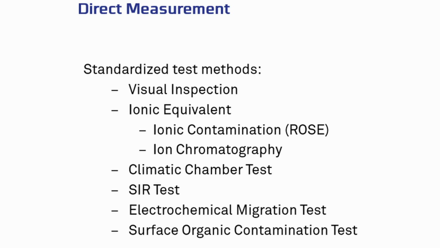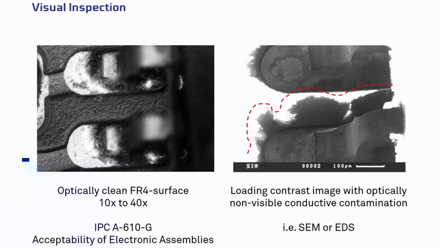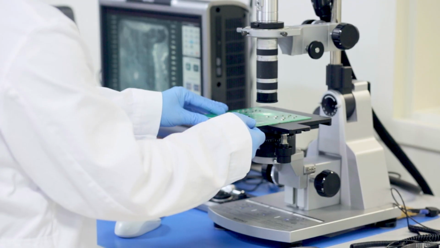Now, among the direct measurement techniques, we can group these test methods under the standardized test methods, which are acknowledged by the industry, as well as the non-standard test methods, which could complement the standardized test methods. Among the standardized test methods, we could start with the visual inspection based on the IPC standard A610. We can make use of a standard microscope with 10x up to 40x magnification.